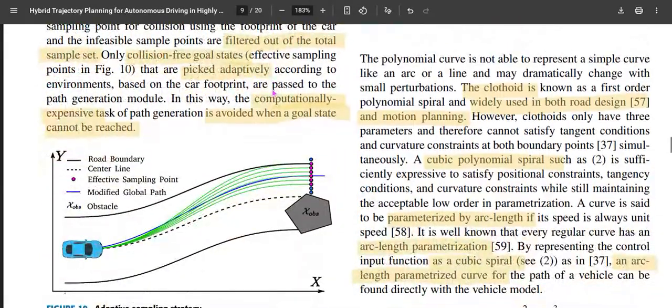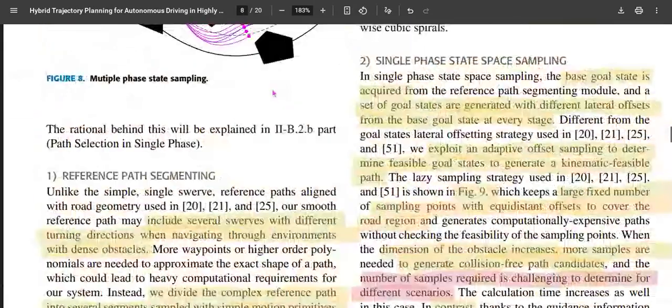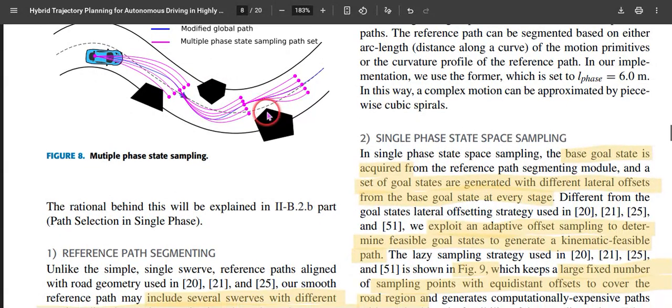So, to avoid those things, they normally use a multi-stage state sampling method, similar to what is seen in Figure 8.